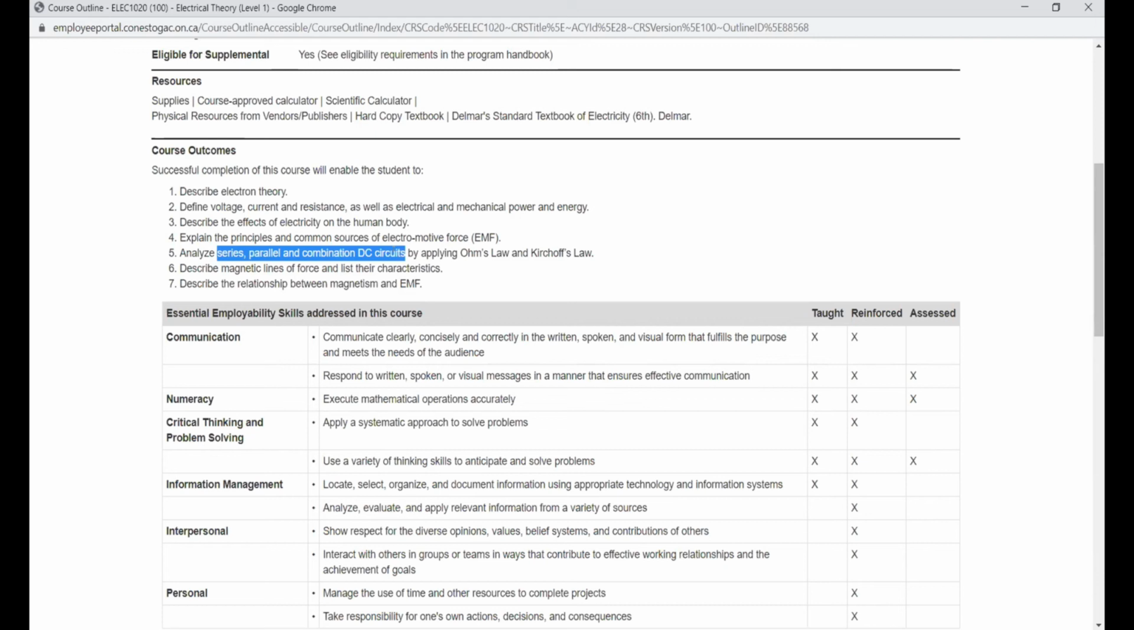However, when you get into level 2, it's very important that you can know the difference between a series, a parallel, and a combination circuit, and be able to apply what is called Ohm's law and Kirchhoff's law in order to be able to solve those circuits. If you can do it now in this level, then it's going to be a breeze to do it in level 2 when you do AC, alternating current fundamentals.